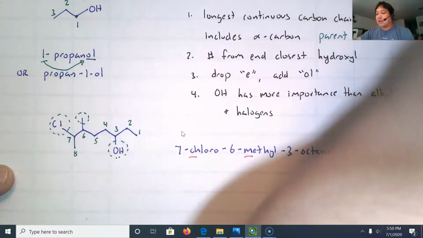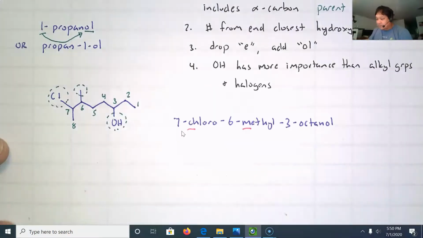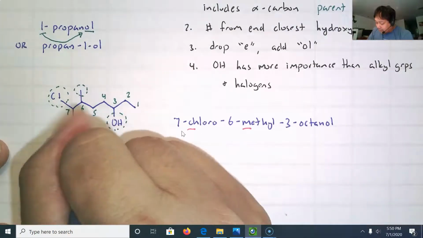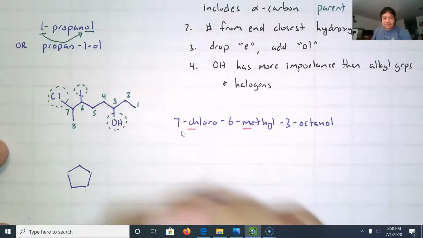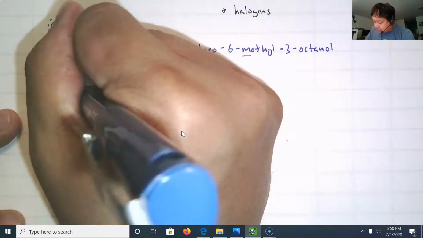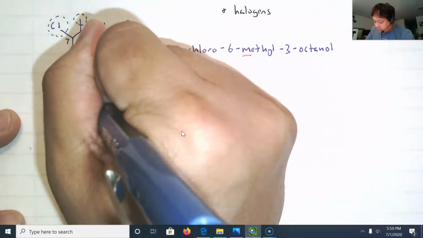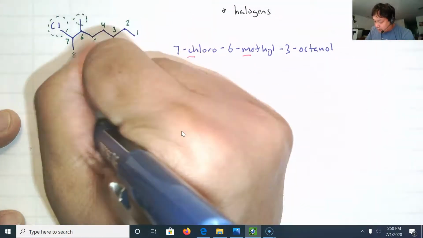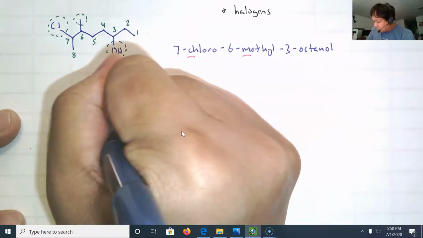Let us try a cyclic alcohol. Let's make a pentagon. And what are we going to do? Let's put ethyl, OH, Br.